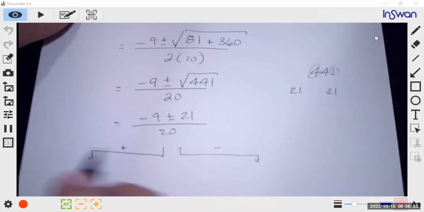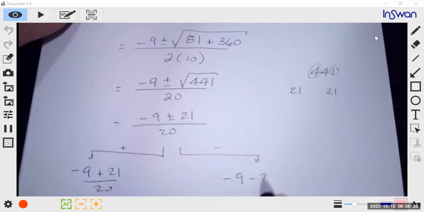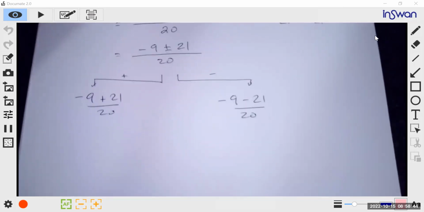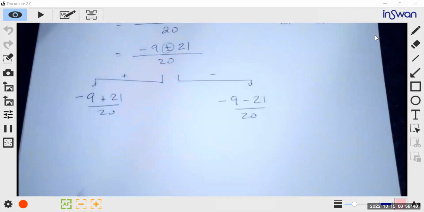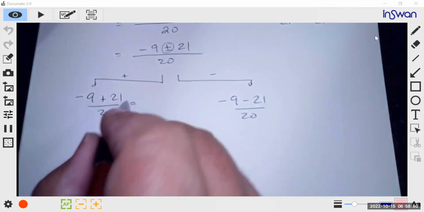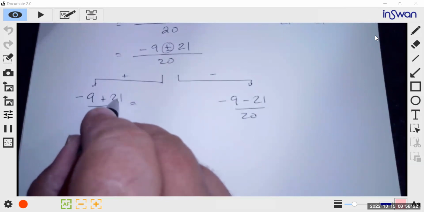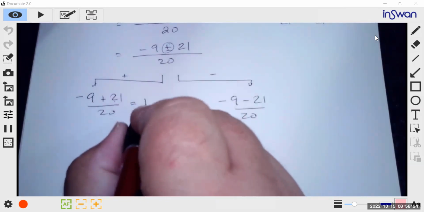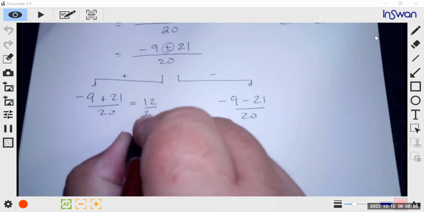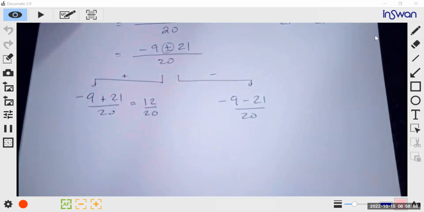There's the plus, there's minus. So negative 9 plus 21 over 20. Negative 9 minus 21 over 20. Because I have to take positive and negative. 21 is bigger, so it's positive. 21 minus 9 is 12 over 20.